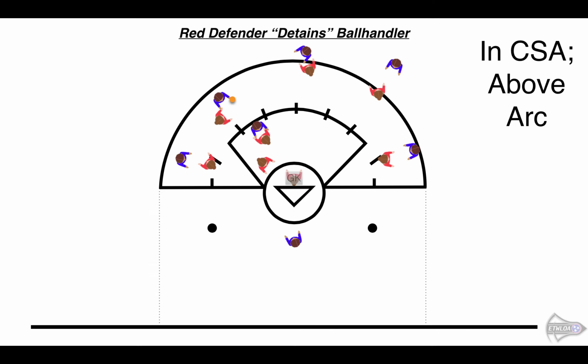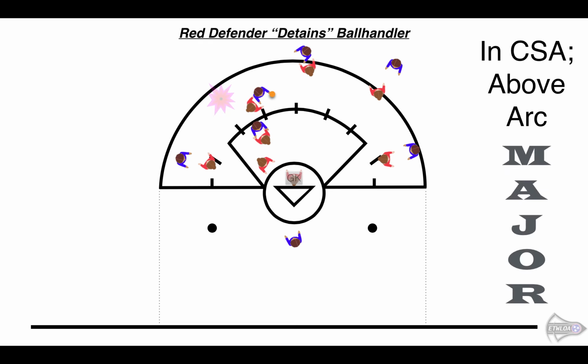Next example is a foul occurring in the CSA but above the arc, so we're between the 12 meter and the 8 meter arc. Here a red defender detains a blue attack player with the ball. Whistle's blown, the players stop.